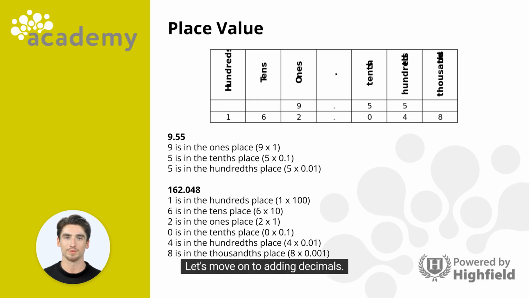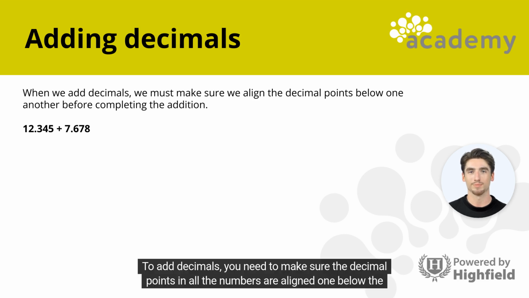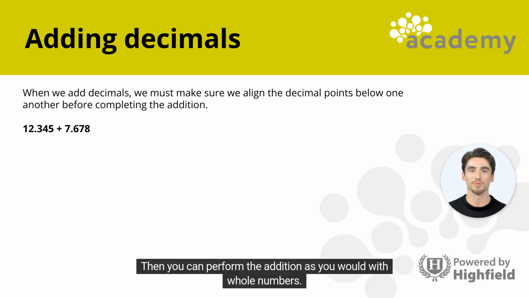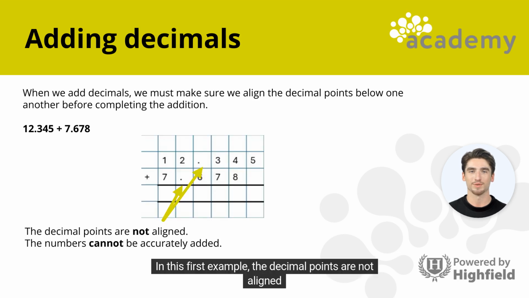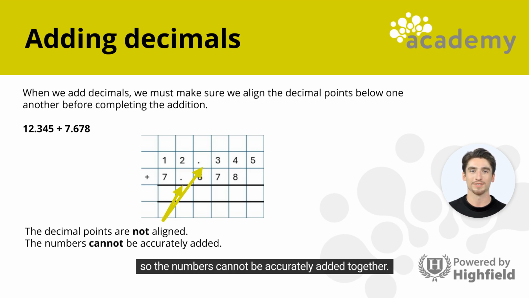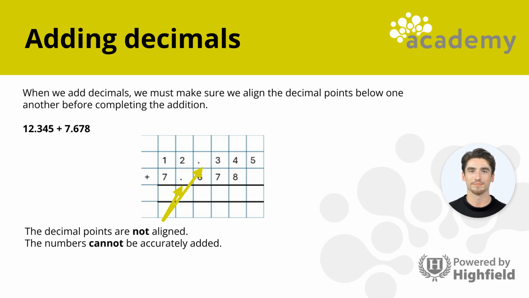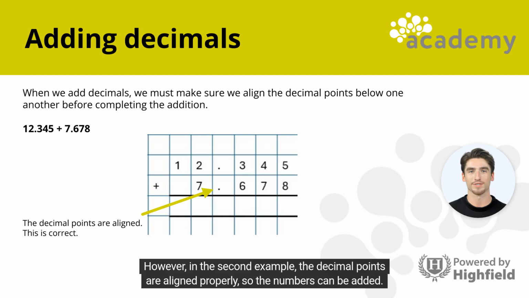Let's move on to adding decimals. To add decimals, you need to make sure the decimal points in all the numbers are aligned one below the other. Then you can perform the addition as you would with whole numbers. Let's look at this example. 12.345 plus 7.678. In this first example, the decimal points are not aligned, so the numbers cannot be accurately added together. However, in the second example, the decimal points are aligned properly, so the numbers can be added.